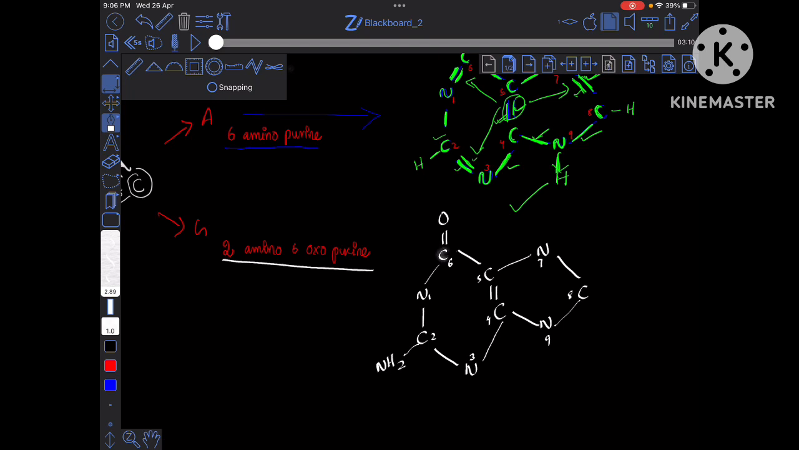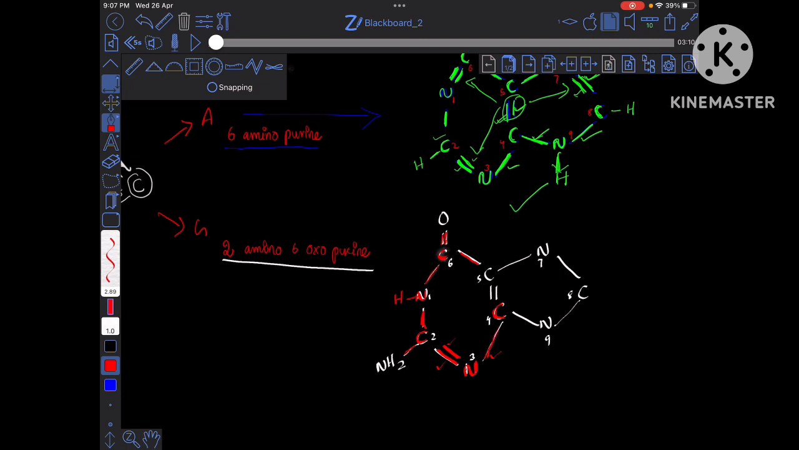Now start filling the valency. For this carbon atom, the 6th carbon atom, the valency is already filled: 1, 2, 3, 4. So no need to change. To the first nitrogen atom, 1, 2. The valency is not filled. So we can add a hydrogen atom here. To the second carbon atom, the valency is 3 now: 1, 2, 3. So we can put a double bond here. For the third nitrogen atom, the valency is filled: 1, 2 and 3. The fourth nitrogen atom, yes, the valency is filled.